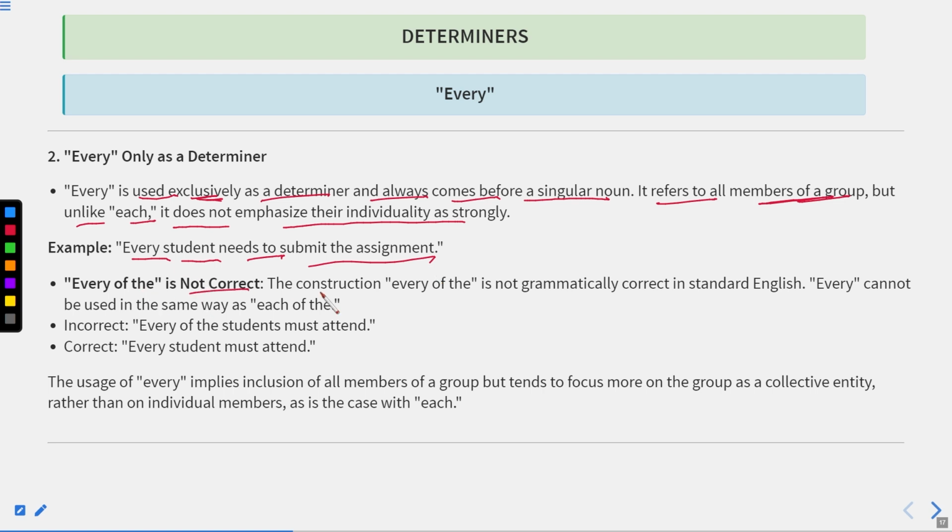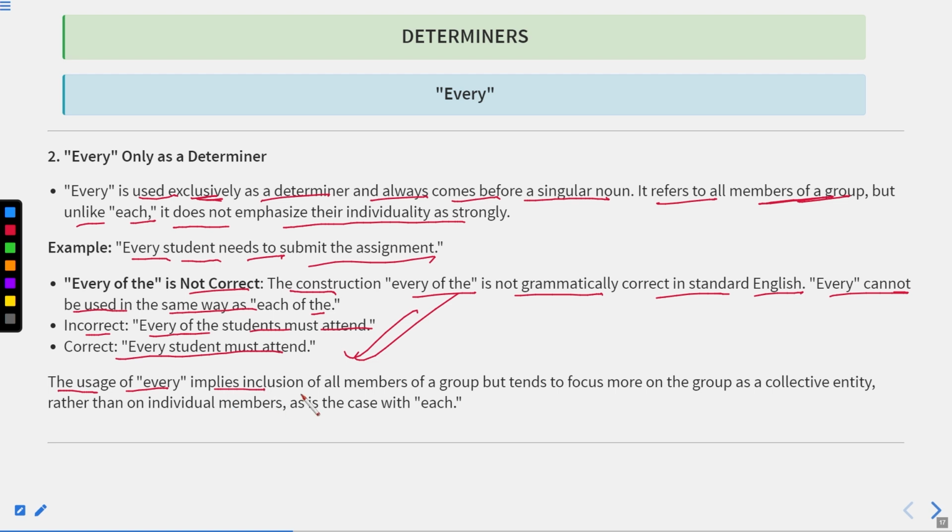Every of the is not correct. The construction every of the is not grammatically correct in standard English. Every cannot be used in the same way as each of the. Incorrect: every of the students must attend. Every student must attend will be the correct phrase to be used.